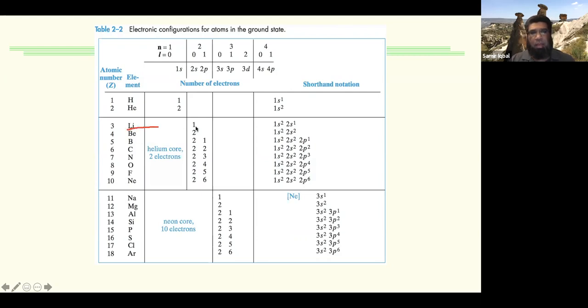So lithium is atomic number 3, which means you can just put the helium model and then add one more on top. That would give you lithium. So don't get confused when it says helium core 2 electrons.